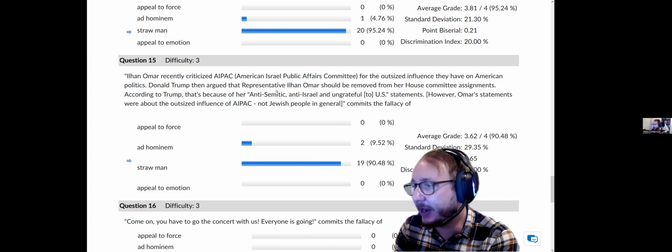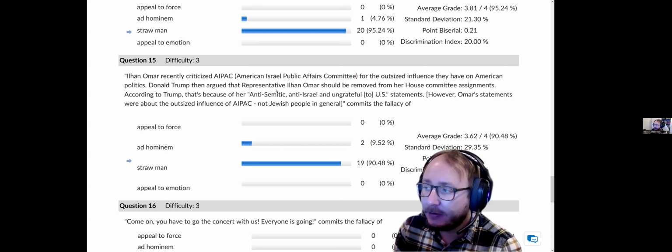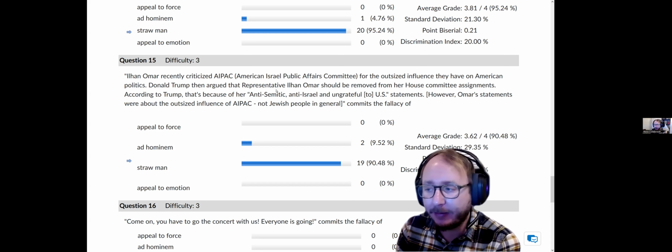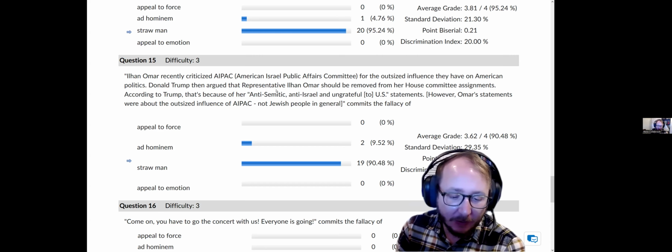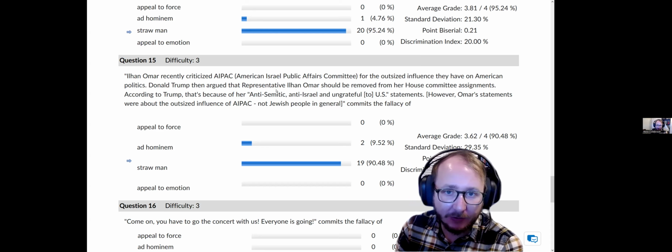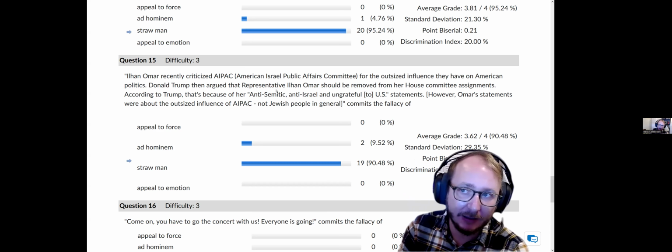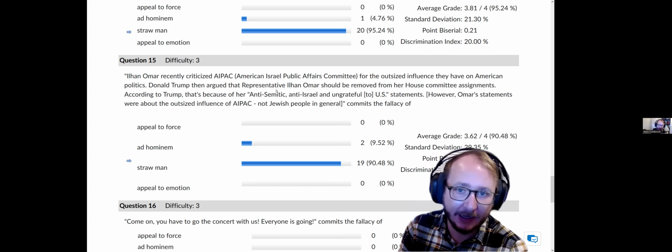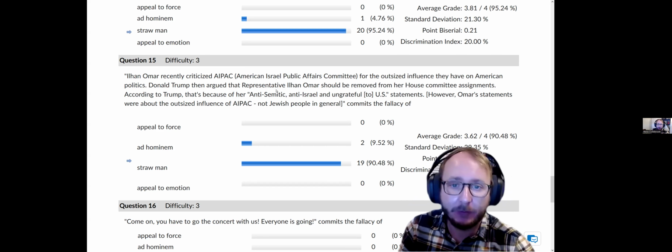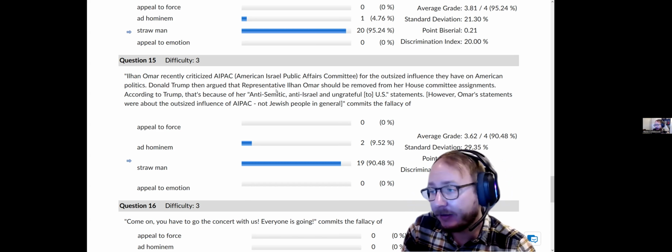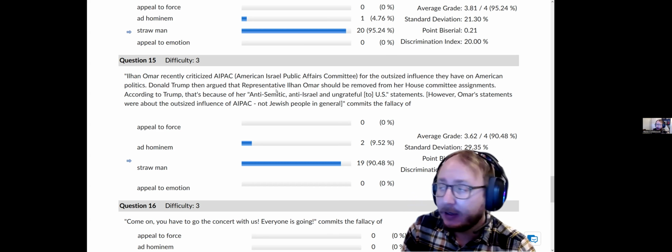So a few of you said ad hominem for this one. This gets at a kind of tricky distinction between ad hominem and straw man. If you call somebody an anti-Semite, that straddles the border between ad hominem and straw man. It'd be a straw man if somebody wasn't actually an anti-Semite. It wouldn't be a straw man if they were. It depends on what their actual views are.